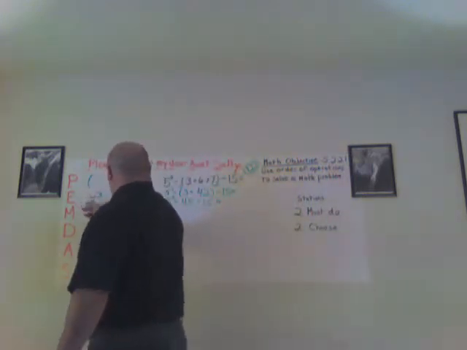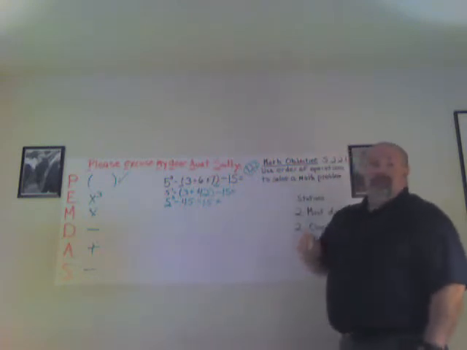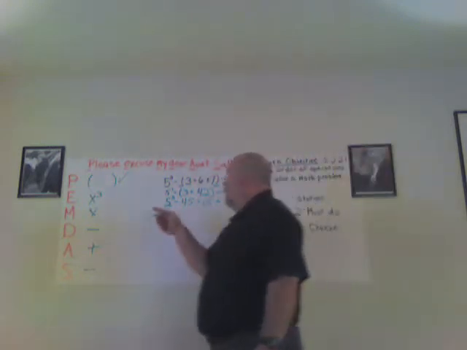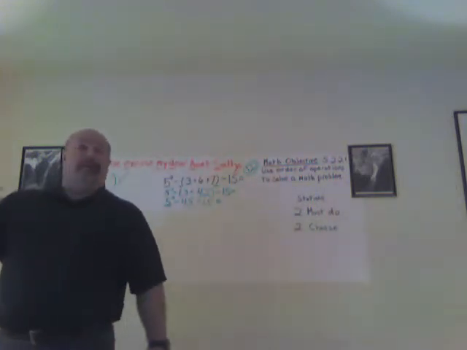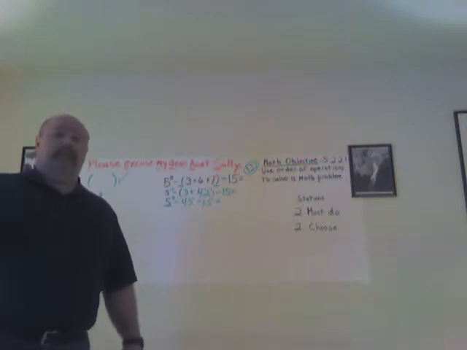Our next check is exponents. We have one. It's right there. What's 5 times 5? 25. That one's easy. But we've got to do to the third power, so we've got to do it again. What's 5 times 25?